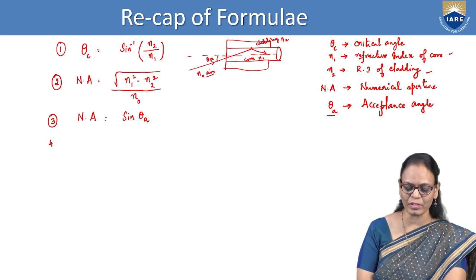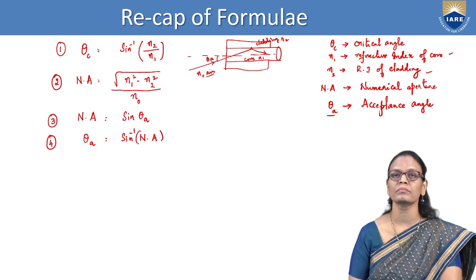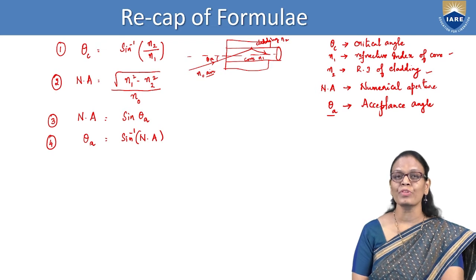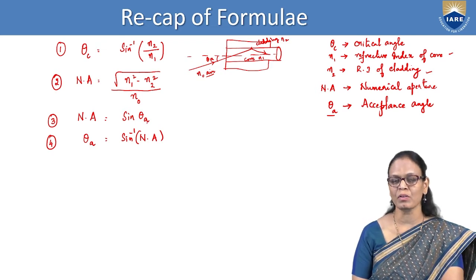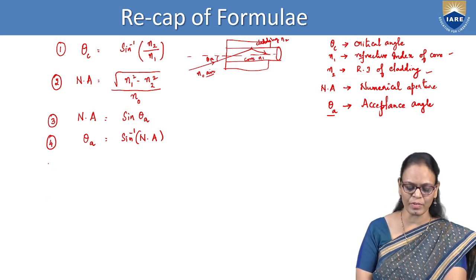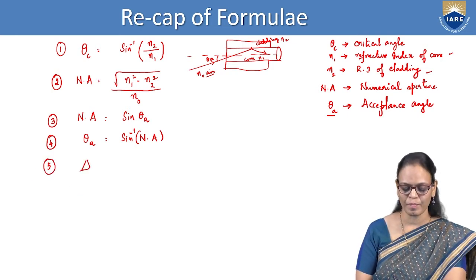And if we want to calculate theta A, theta A will be nothing but sine inverse of NA. So once you get the acceptance angle, you can calculate the numerical aperture, or knowing the numerical aperture, you can calculate the acceptance angle. Also, we have one more formula for the change in refractive index, delta.